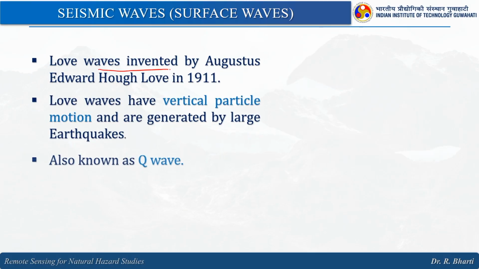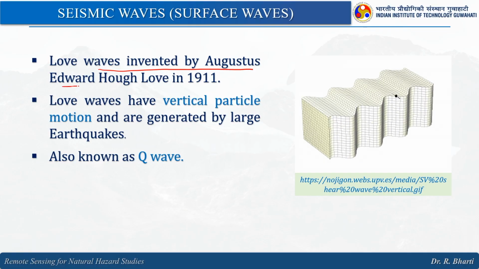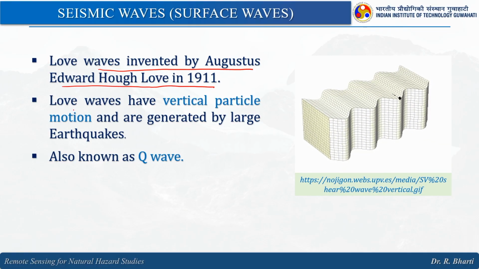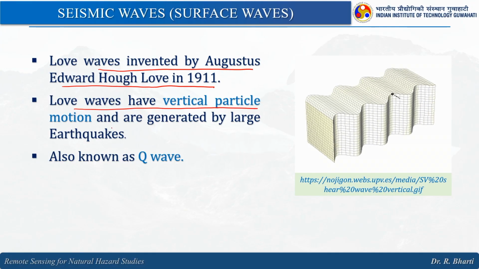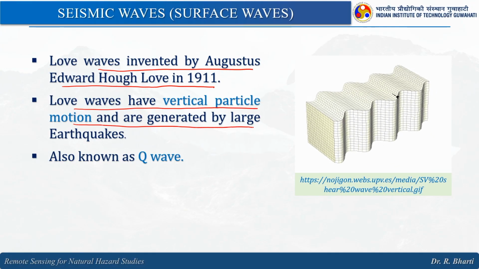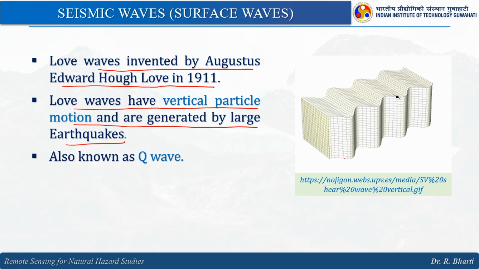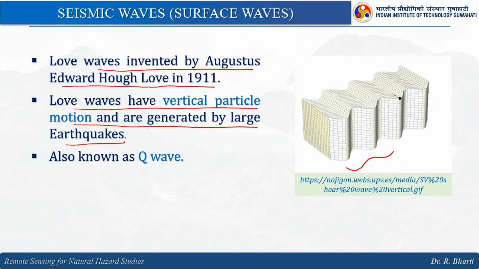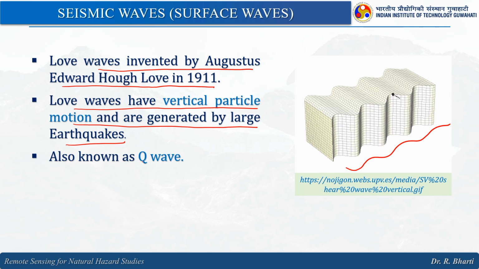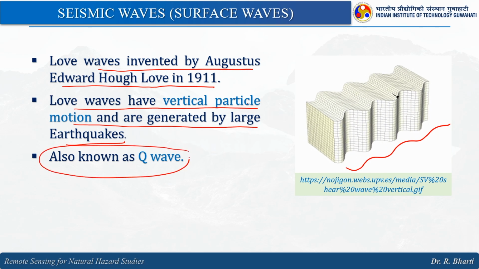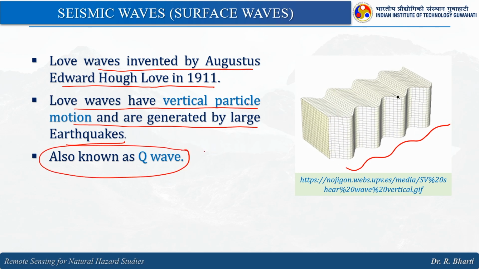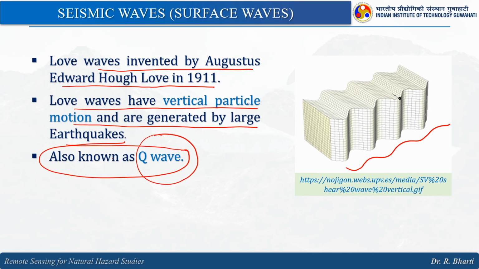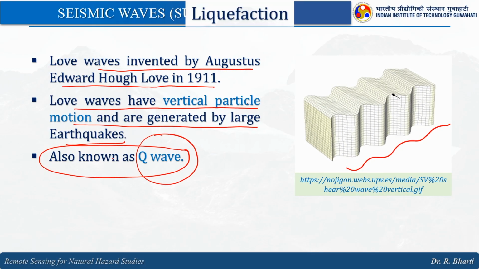The Love wave was discovered by Augustus Edward Hough Love in 1911. Love waves have horizontal particle motion and are generated by large earthquakes. So, this is the particle motion. Here you can see how it is propagating, and it is also known as the Q wave. So, sometimes Love waves are also referred to as Q waves in books or in journal papers.